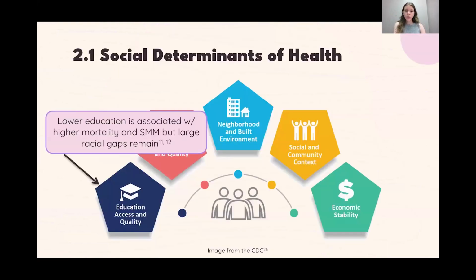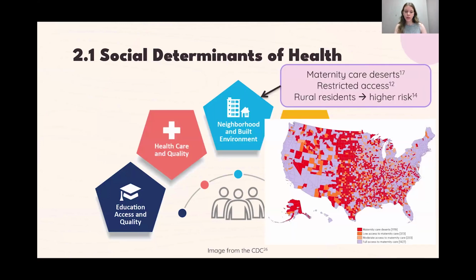So we'll start with education access and quality. In general, lower education is associated with higher levels of SMM and mortality, but large disparities still remain, as Black mothers with a college education are still more likely to die a maternal death than white mothers with less than high school education. Then going to neighborhood and built environment.